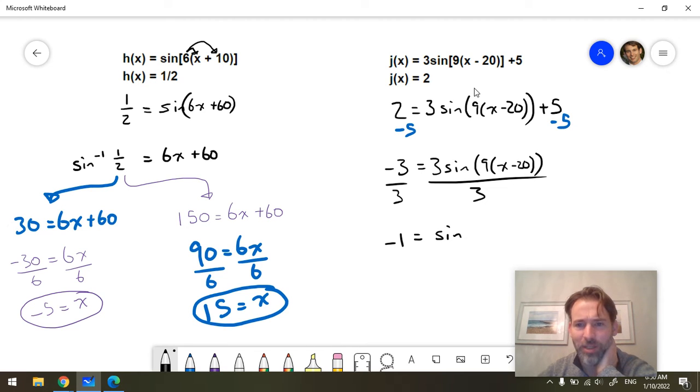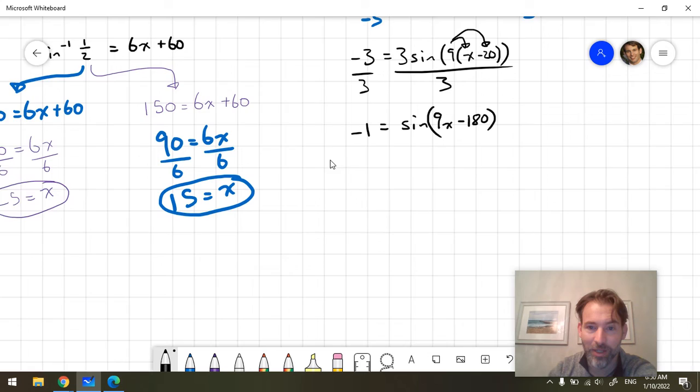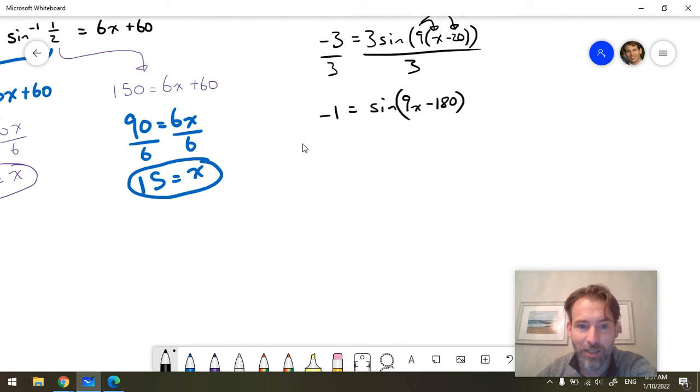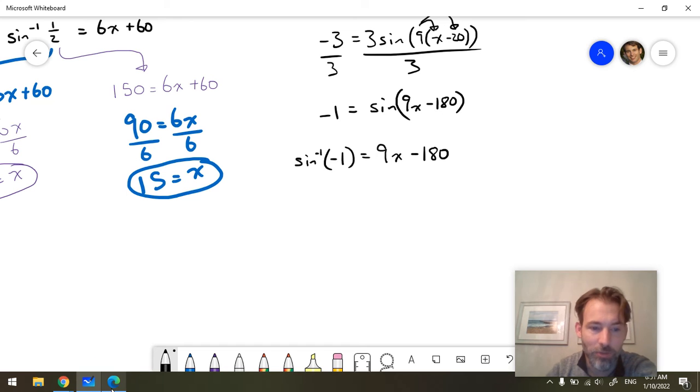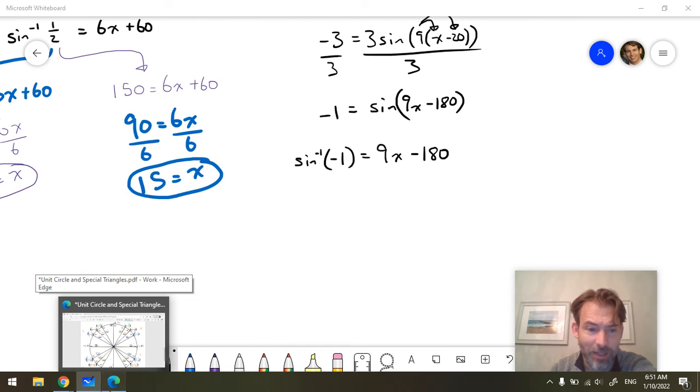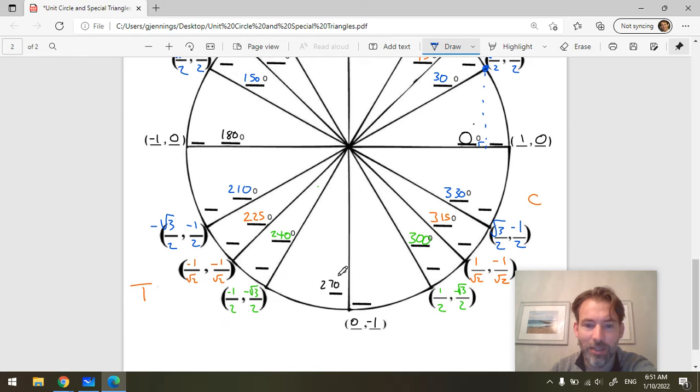of, and we could multiply this in as well. Like that, sure. Sine of 9x minus 180. Okay, all right. So now we do this step. We take the inverse sine of both sides. Let me just scroll down here. So there I say the sine inverse of -1 is equal to 9x minus 180. Okay, and then I go hunting on the unit circle or my brain for a time when sine equals -1.